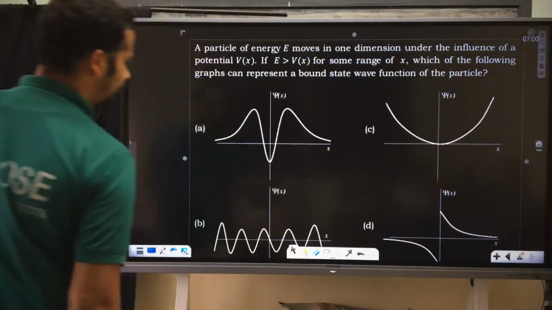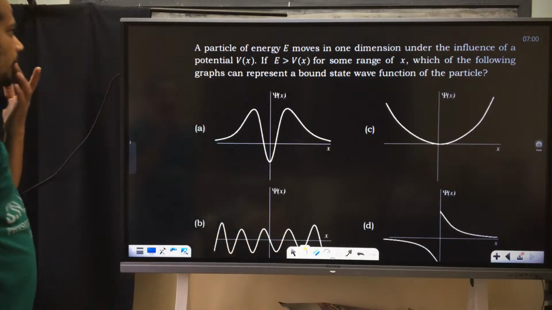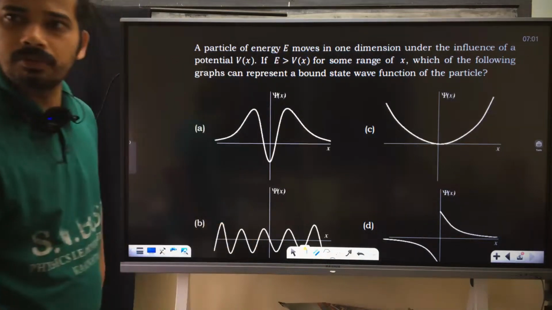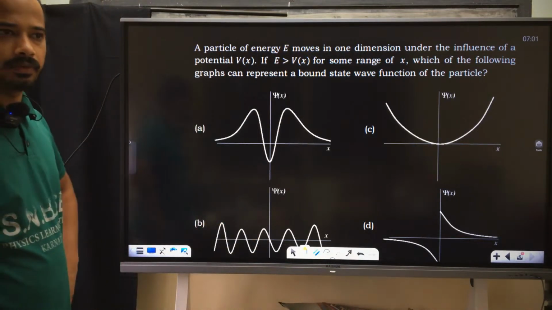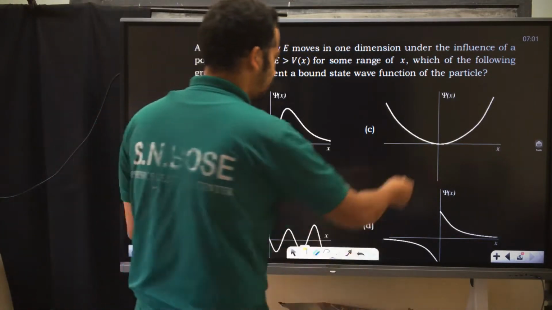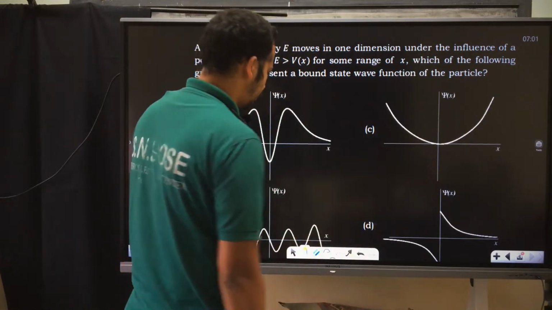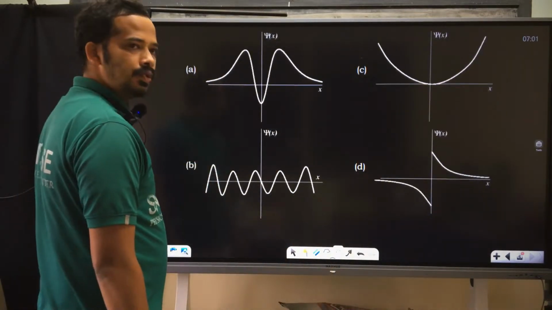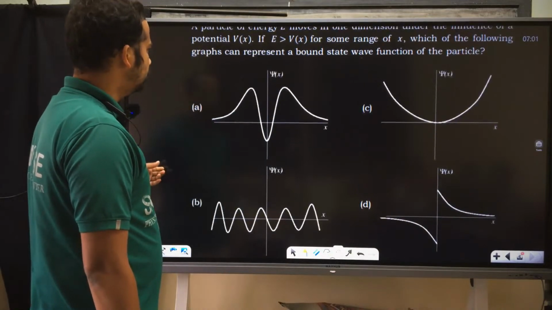So a particle of energy E moves in one dimension under the influence of a potential. If energy is greater than V of x for some region of x, which of the following graphs can represent a bound state wave function? Bound state means whatever we discussed, those are bound states actually. It should be a normalizable solution. This is not normalizable. The wave function is discontinuous here. That's not possible.